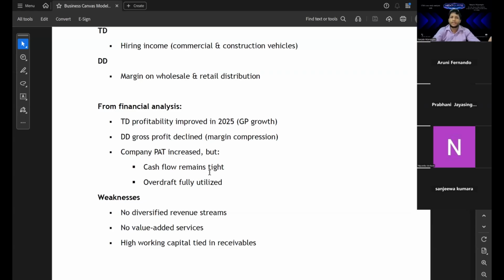Cash flow remains tight. Cash flow problems are what they are facing. Then the overdraft is also fully utilized. That means they cannot find short-term financing methods. Very difficult to find.